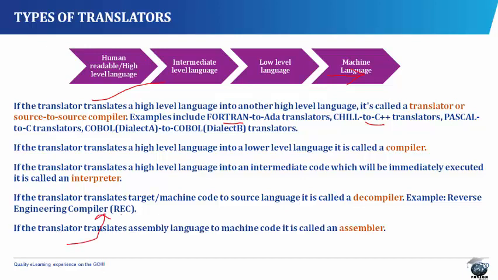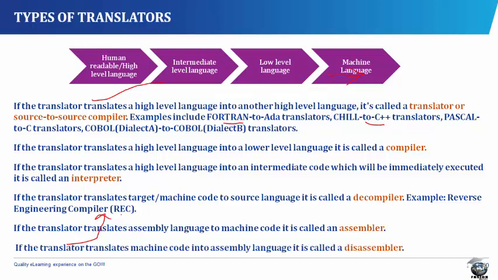Also, if the translator translates assembly language to machine code, it is called an assembler. Then we have translators that translate from machine code back to assembly language. This is called a disassembler. As you can see, these are the different types of translators.